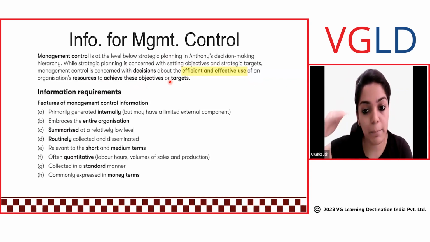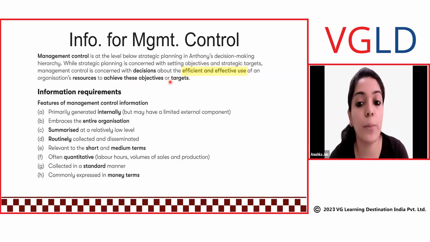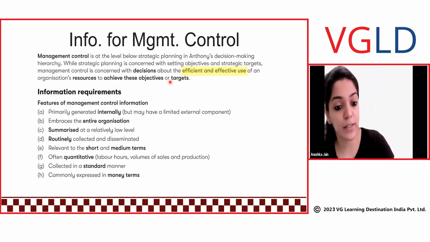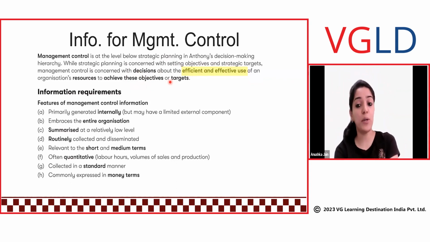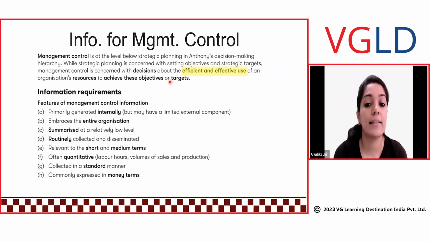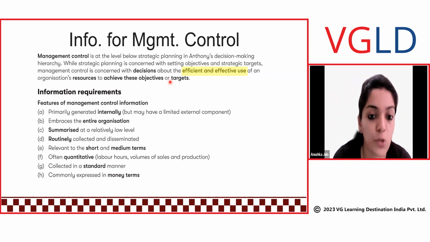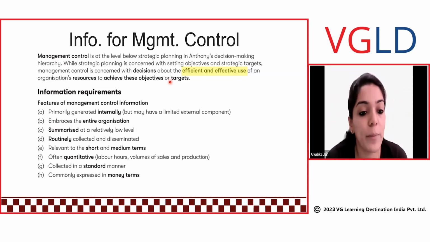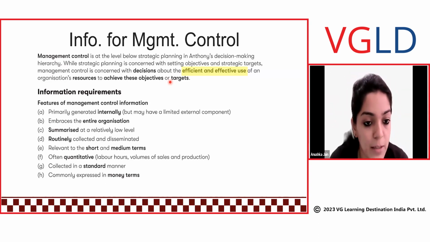But at the ground level, how it is going to be implemented, that is where the role of management control kicks in. It has to ensure whatever allocation of resources happens for the achievement of these objectives is done in an efficient and effective manner. The utilization of the resources. Okay. So what are the information requirements for middle level management?